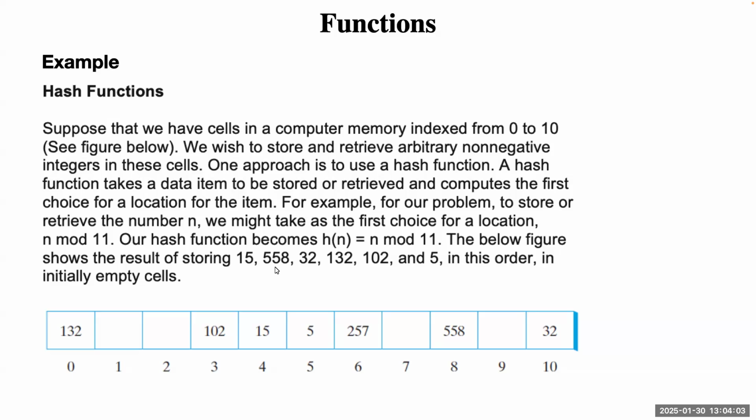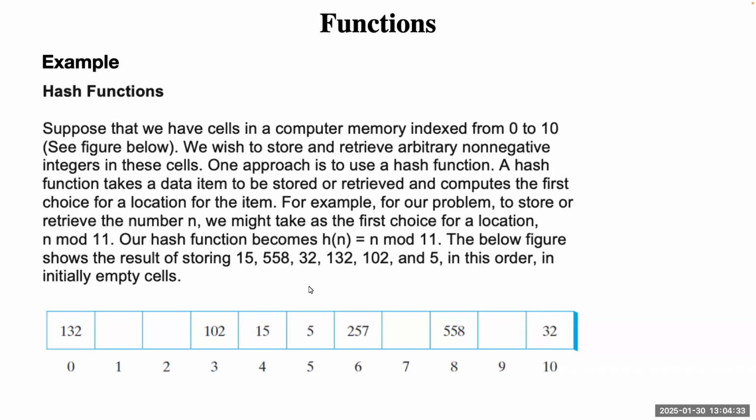558 mod 11 turns out to have a remainder of 8, so it goes here. 32 mod 11 is 10, because 11 will go into 32 twice. 2 times 11 is 22, and 32 minus 22 is 10. So 32 goes in index 10.